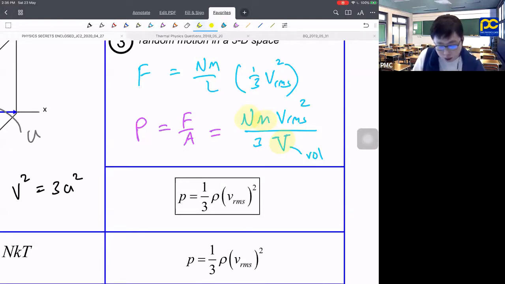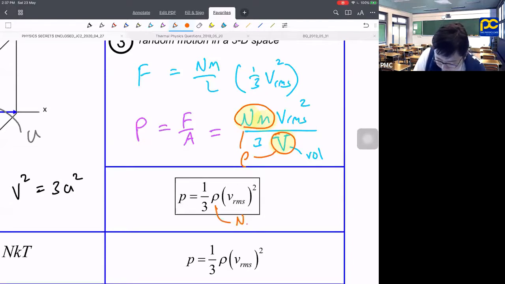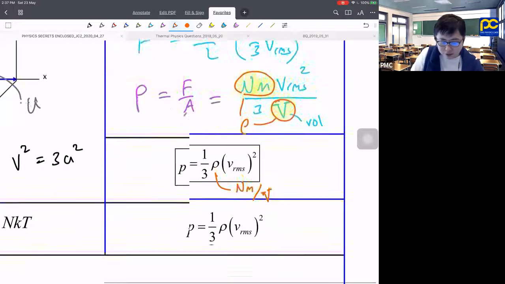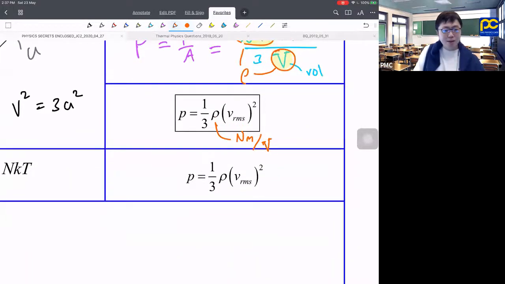That's the reason. So should we use red color or orange color? I just got it. This one, right, is actually what? Density, which is here. The density is big N times small m over volume. You can write it down. That's it. We have our equation P equals 1/3 rho V squared.